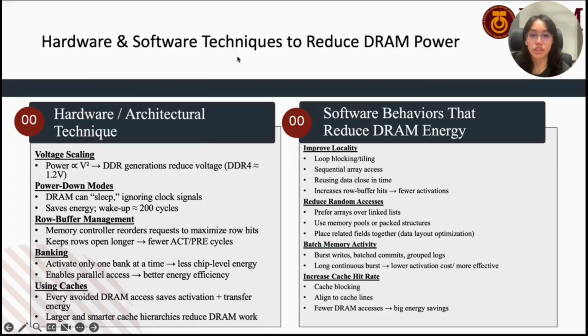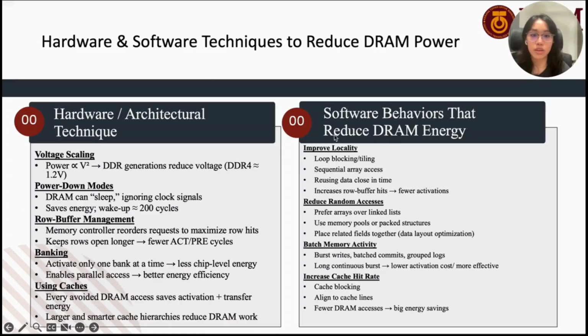Lastly, on my part, I'll be explaining hardware and software techniques to reduce DRAM power. First, voltage scaling. It reduces the voltage, cutting power dramatically. Second, power down modes. Whenever the DRAM can sleep, it saves energy. Third, row buffer management. It reorders the memory controller requests to maximize row hits. Fourth, banking. It only activates the required portions of the DRAM. Lastly, using cache. Larger and smarter cache hierarchies reduce all the DRAM work.